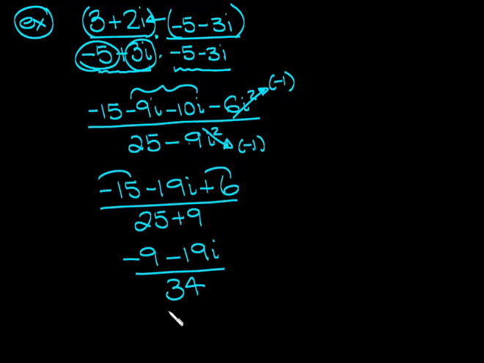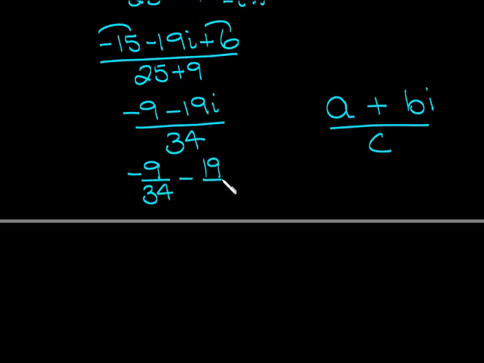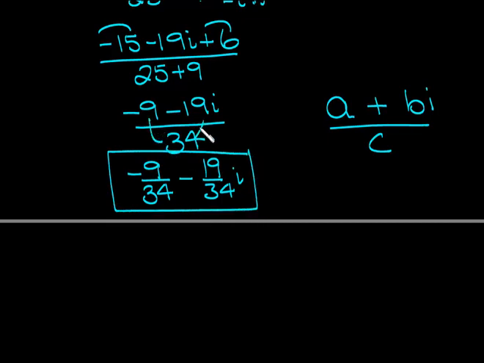Once again, you might be tempted to say, oh, I'm done. But remember, with complex numbers, we always want to write the real part and the imaginary part separate. If I put them under one denominator, they are no longer separate. So we need to separate the real part. So you take negative 9 over 34 minus 19 over 34i. So there's your right answer. You always want to split up that numerator.